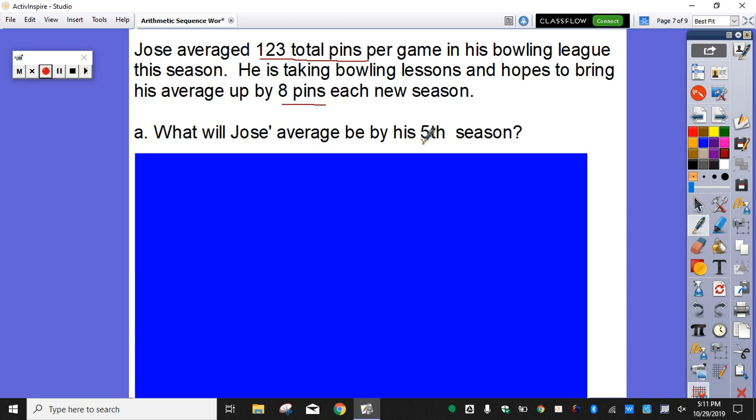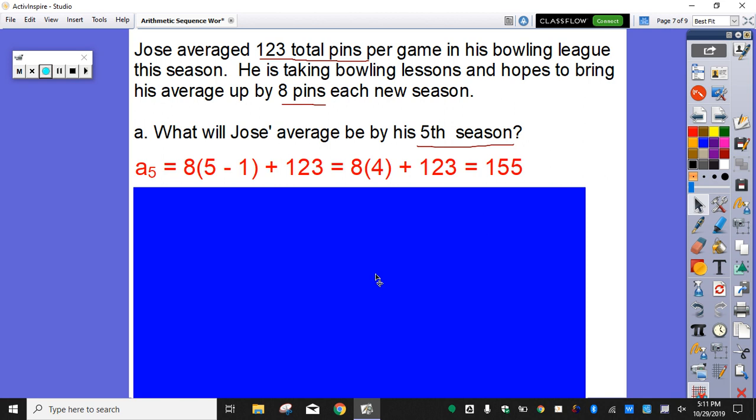When I read that question, fifth season, that's a unit change. So that must mean that total pins up here, these are going to be your A sub 1 and your common difference. This will be an N value. So when I plug it all in, I take my starting term, 123, that's my A sub 1. I have my 8 pins each new season, that is my common difference.